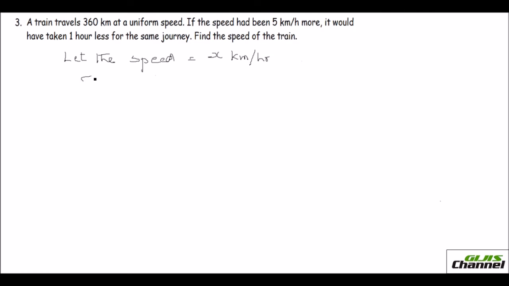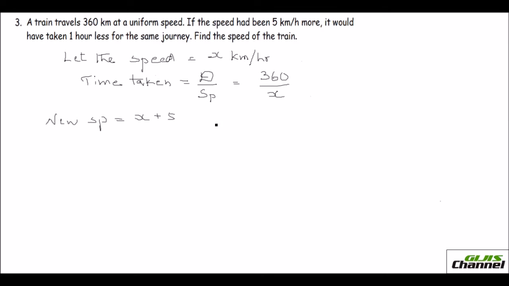So the time taken, the formula is distance by speed, right? Time taken would be distance over speed. The distance here is 360 kilometers, so that is 360 over the speed you have taken now as x. This is the present speed and time. And the condition given here is, for the same distance covered, if you had increased your speed by 5, the new speed is going to be x plus 5. You have increased the speed.